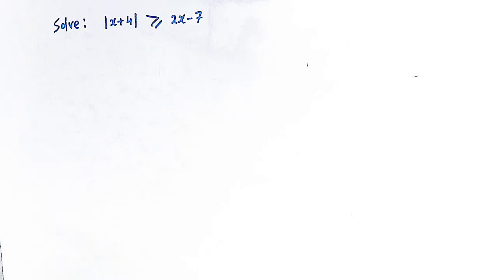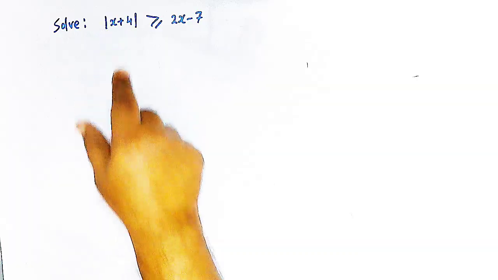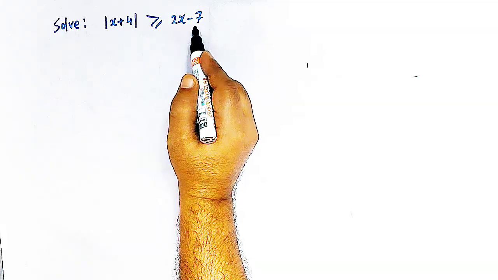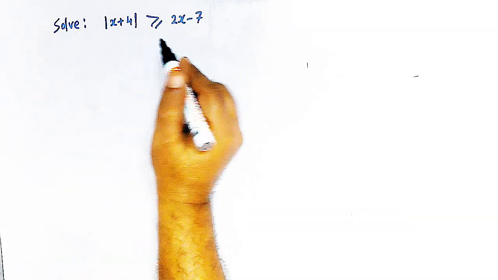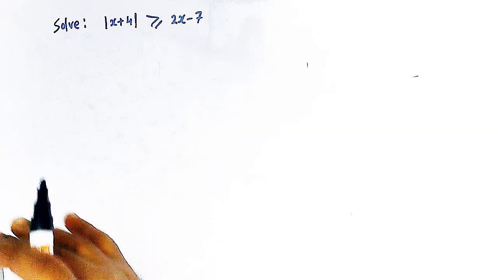Hello viewers, in today's session we are going to discuss the solution of this inequality where we have mod of x plus 4 greater than or equal to 2x minus 7, right? So let us see how we can find out the solution of this inequality using the definition of mod function, that is the absolute value function, and then we can make use of the method of intervals, right?